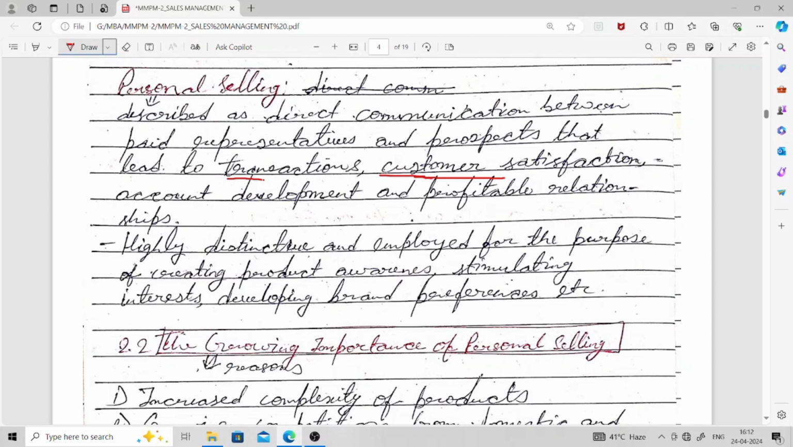So this is highly distinctive and employed for the purpose of creating product awareness, stimulating interests, developing brand preferences. Now you see, highly distinctive in the sense that it is employed for creating product awareness. This is to create product awareness if the product is in the initial stage when the customers do not know about the product. In that situation we can use personal selling to create product awareness. And then you have stimulating interests, developing brand preferences, etc.